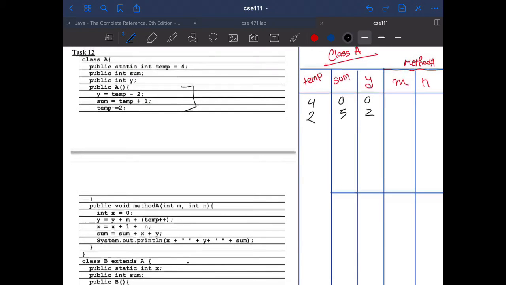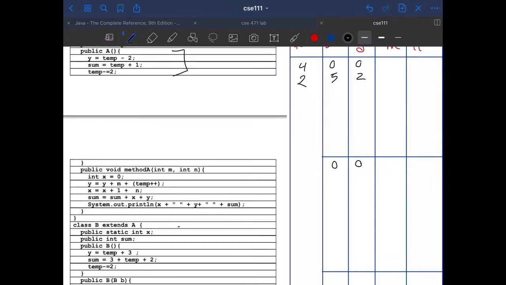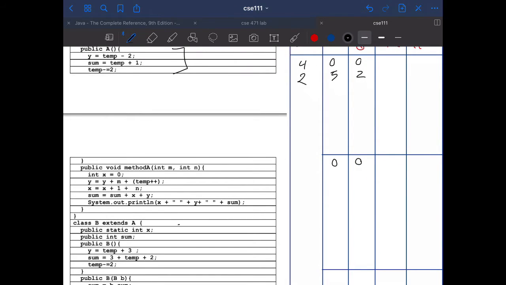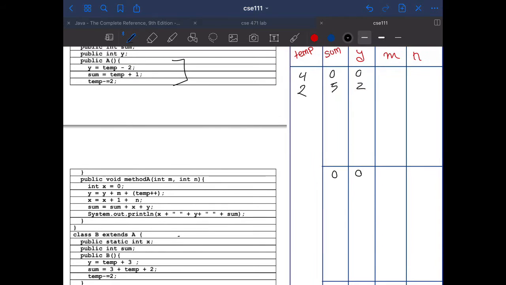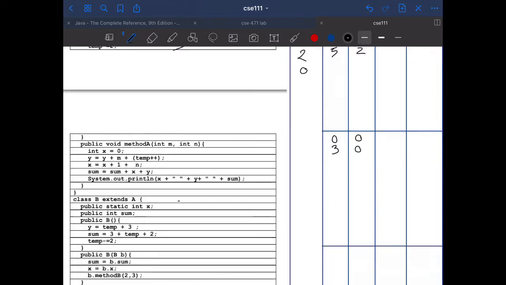As temp is a static variable, it wouldn't be initialized, so sum is 0, y is 0, and y equals temp minus 2. Temp is already 2, so 2 minus 2 would be 0. Sum equals temp plus 1, that would be 3, and we decrease temp by 2. So temp is 0 now.